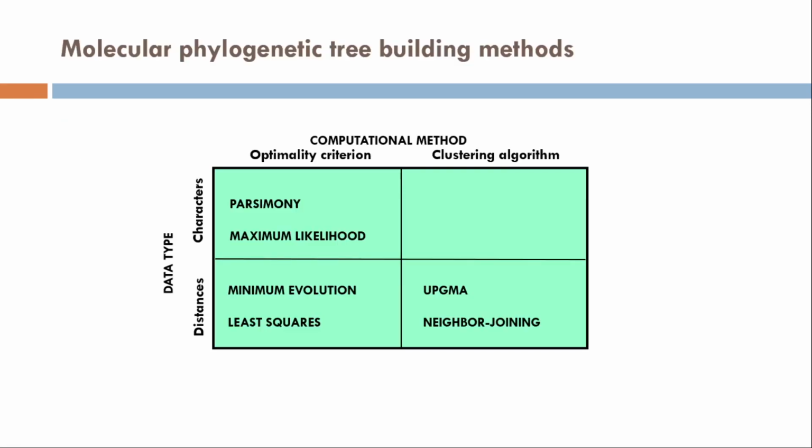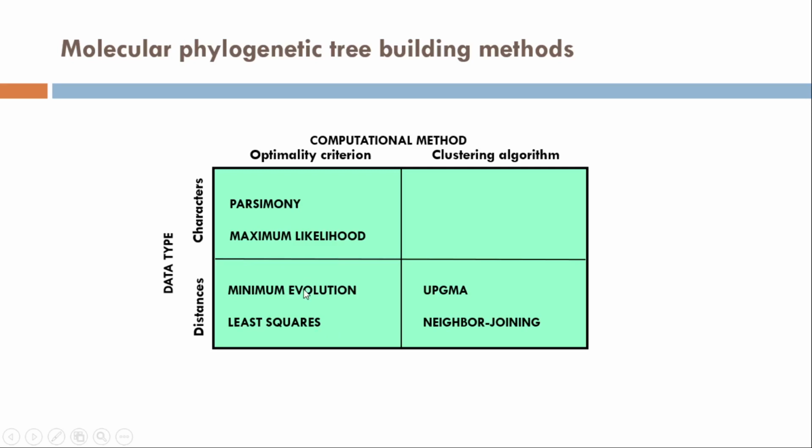Here is the summary. You can see there are two types of methods available for phylogenetic tree building. Number one is the character based, number two is the distance based. In character based, there are two methods: maximum parsimony and maximum likelihood. In the distance based method, there are two theories: number one is the minimum evolution and number two is the least square.